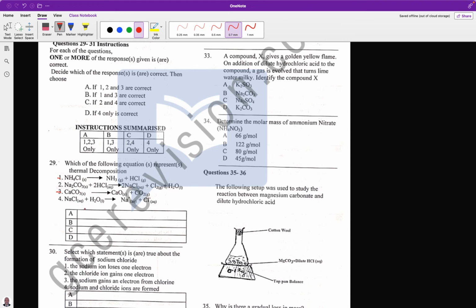Sodium chloride is aqueous. It is in water. It cannot undergo thermal decomposition in water. It's a reaction. So in that case, we will have only 1 and 3, and 1 and 3 is B. Question number 29 is B.